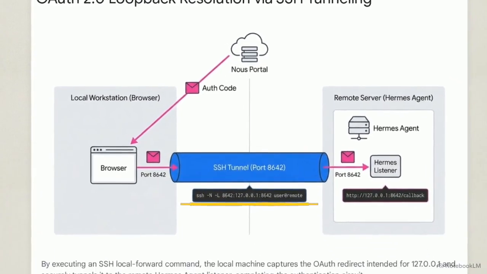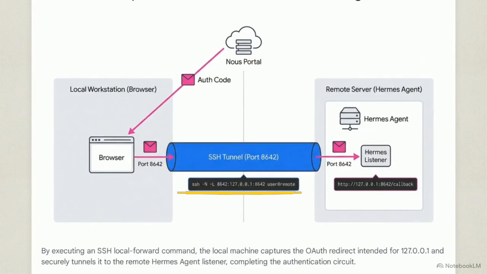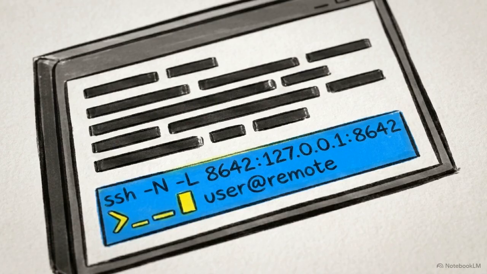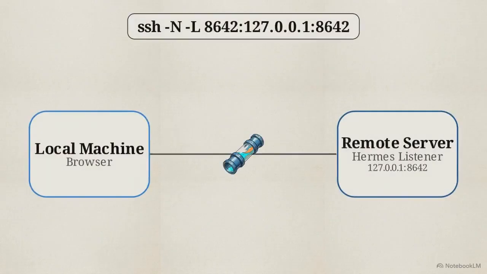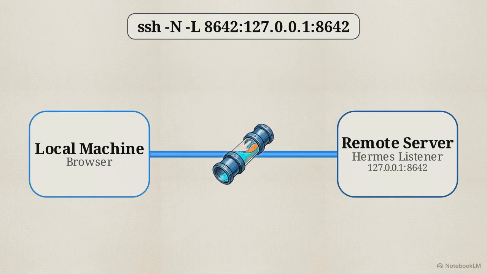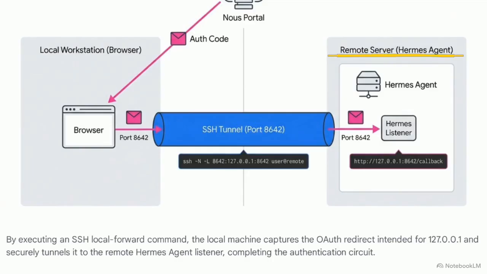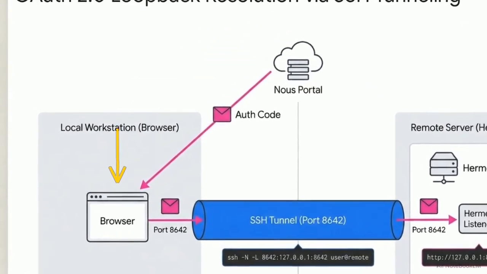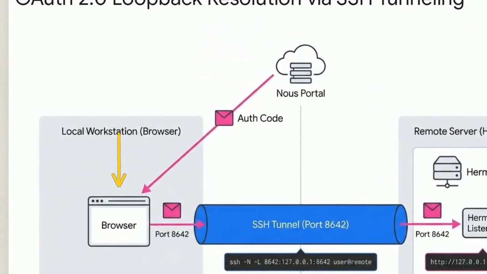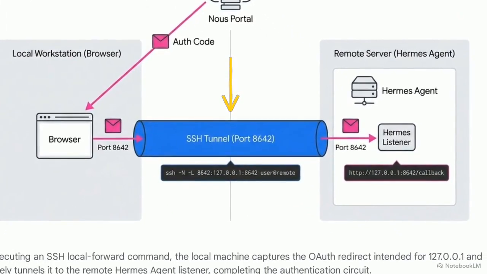To bridge this, we use secure SSH port forwarding. On your local terminal, run this exact SSH command. The -N flag is critical. It ensures no remote shell is opened, dedicating the connection entirely to holding the network tunnel open. Now run the portal setup command on the remote server. Copy the generated URL, paste it into your local browser, and approve it. The authorization code travels back through the encrypted tunnel, safely delivering the token to the remote listener.